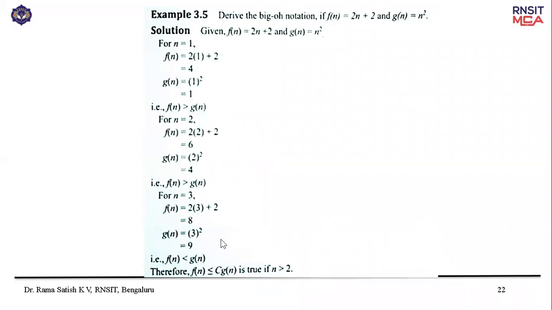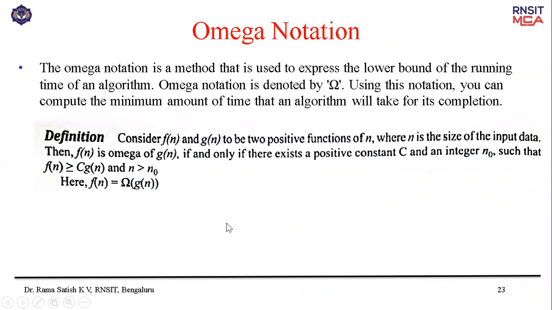And omega notation, as you know, is the lower bound. It talks about the best case. So the omega notation is a method used to express the lower bound of the running time of the algorithm, and it is denoted by omega. Using this notation, you can compute the minimum amount of time that an algorithm will take to completion.